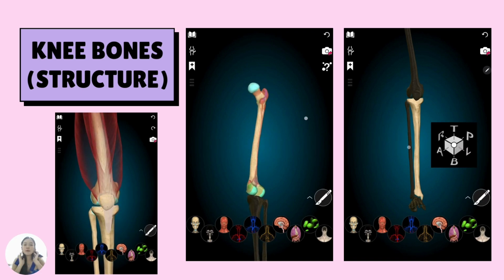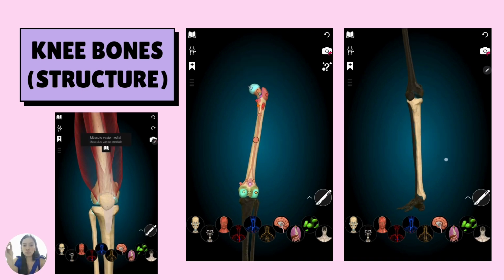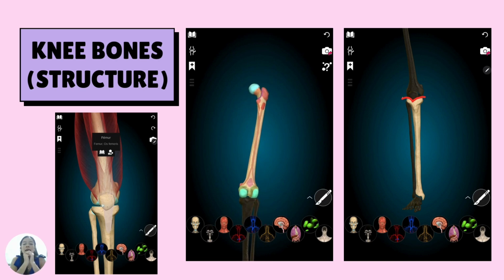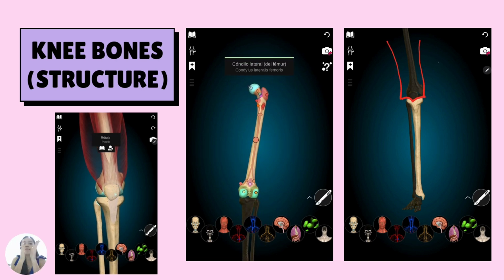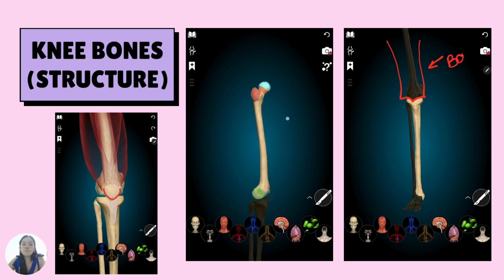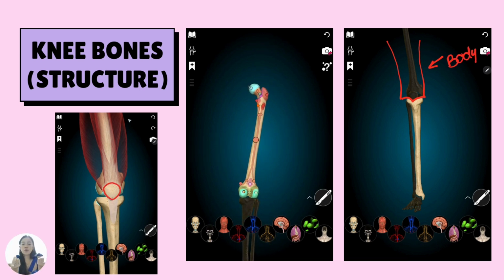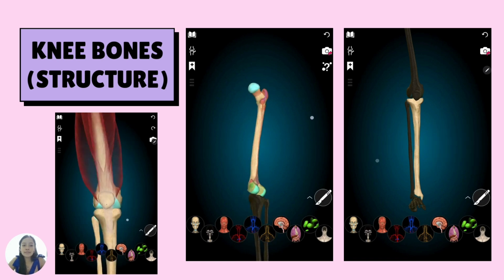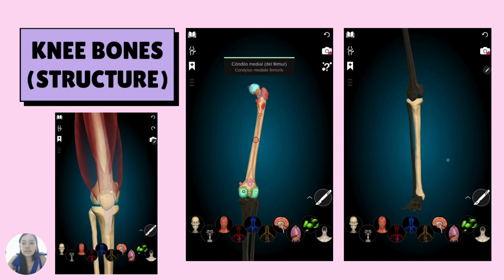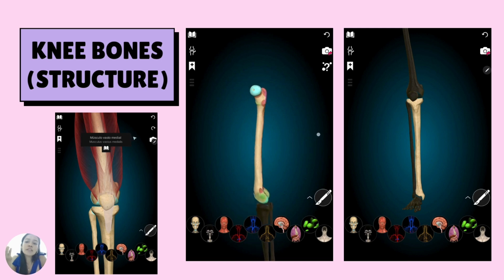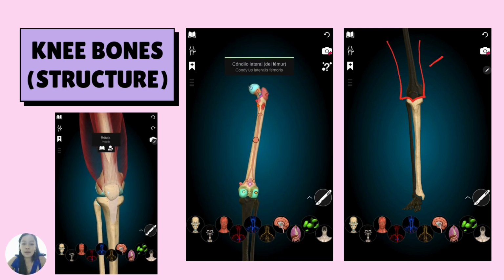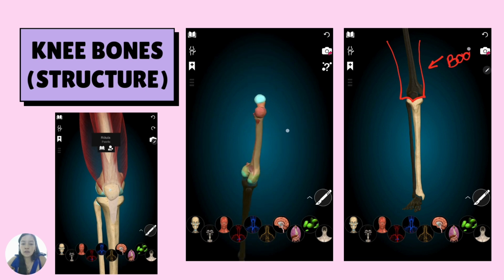So the first part is the knee bones, the structure. There are three main bones in the knee that are the most important. The first one is the femur. The femur is in the image or the video that I am going to show you in the medial part of the screen. The femur is the thigh bone, and its lower end has two rounded structures called the medial and lateral condyles that we can see in the last part of the video.